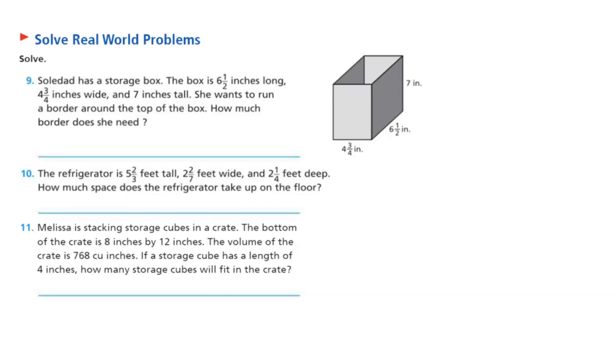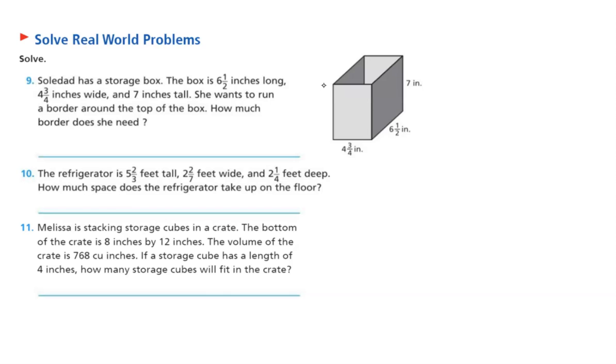These are just real-world problems that are going to have different things that you're going to solve. You're either going to solve for probably the area or the volume. So let's see what we got going on here. Number 9 says, Soledad has a storage box. That already makes me think volume. It says the box is 6.5 inches long, which they showed here. It's 4 3/4 inches wide, and then it's 7 inches tall. She wants to run a border around the top of the box. How much border does she need?